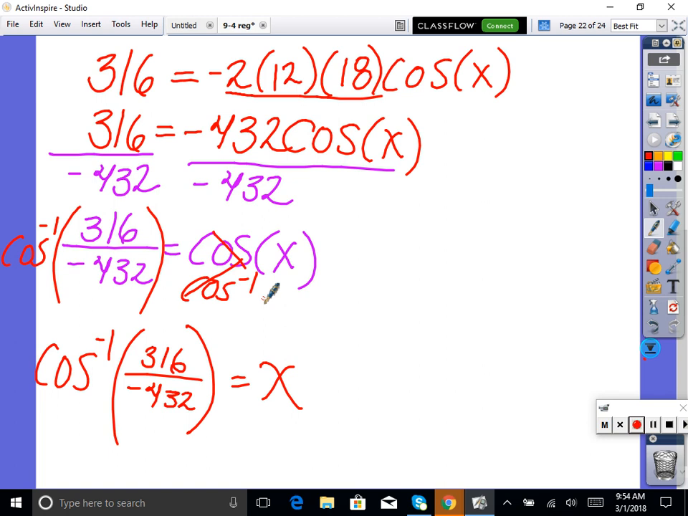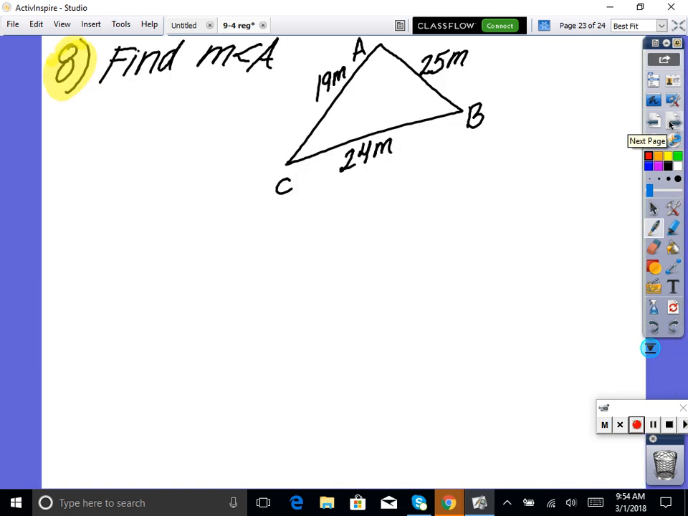So it's just a little more algebra, but honestly nothing that we can't handle. 137 degrees. Cool. Do you need one more like that? Number 8. Last one that we're going to do together. Sound like a good plan? Here we go.